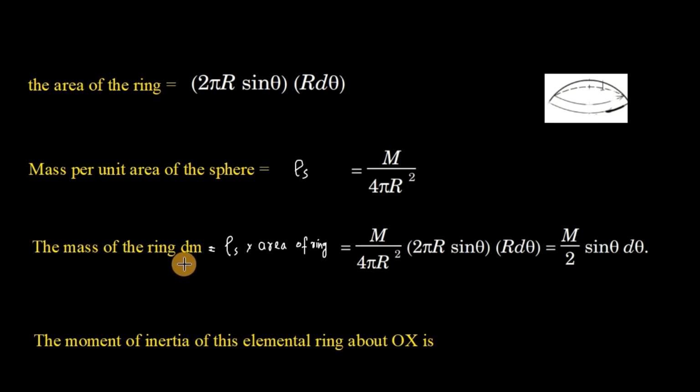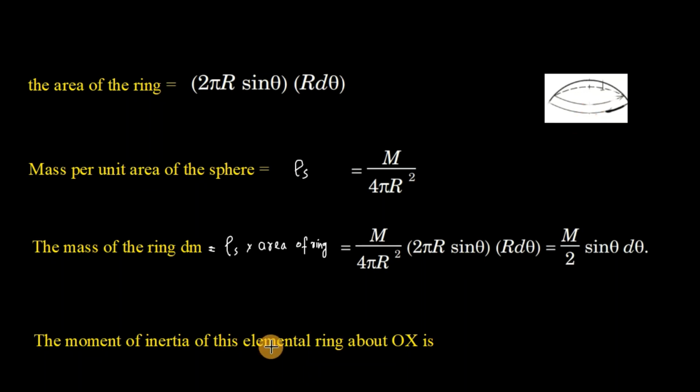The mass of the ring dm is equal to rho s multiplied by the area of the ring, where rho s is m over 4 pi r square, and the area of the ring is 2 pi r sin theta into r d theta. So r into r square cancel to r square, pi to pi, and 2 to 4. So this becomes m over 2 sin theta d theta. This is the mass of this ring.